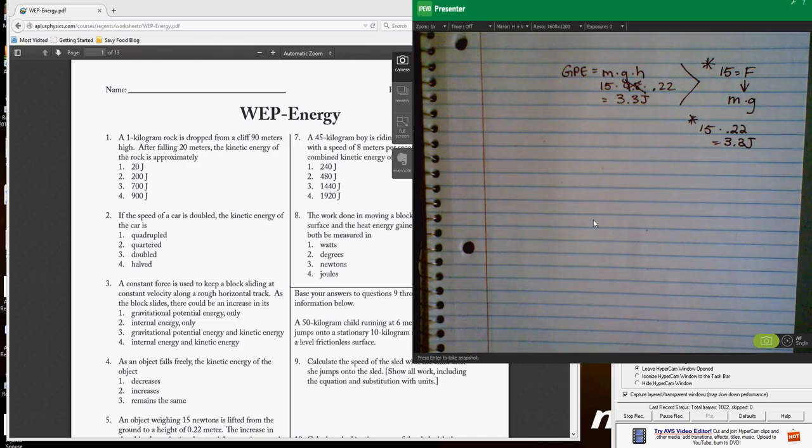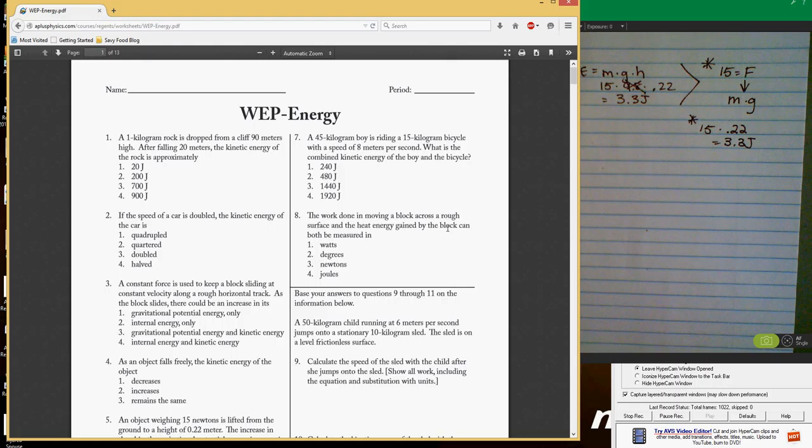Number 8, the work done in moving blocks across a rough surface and the energy gained by the block can both be measured in joules because it is energy, and energy is always measured in joules.